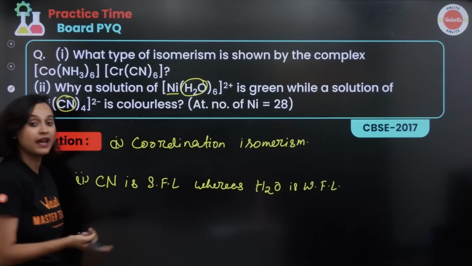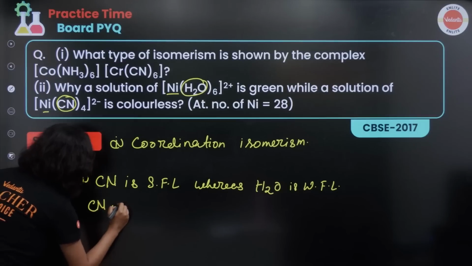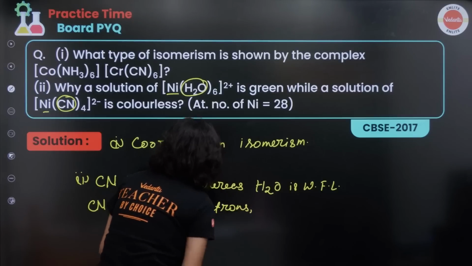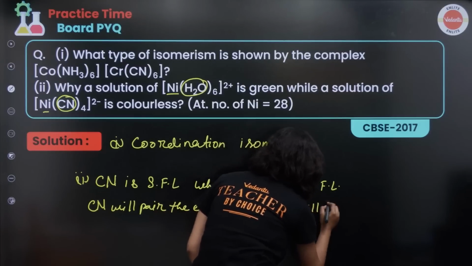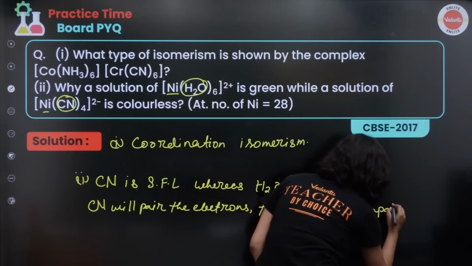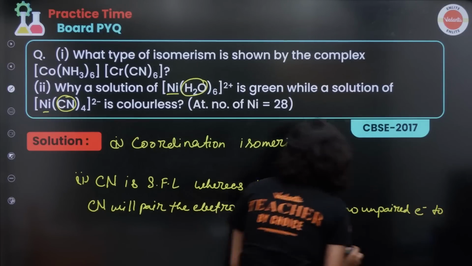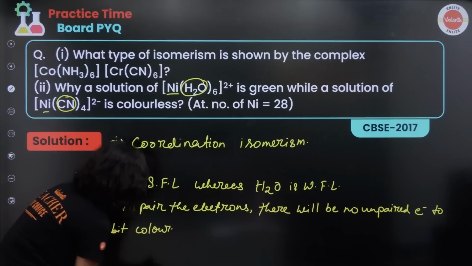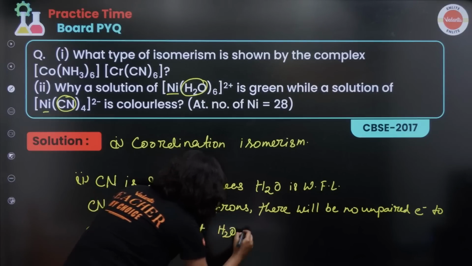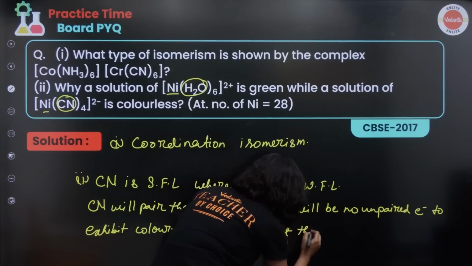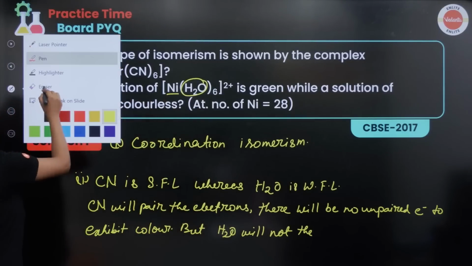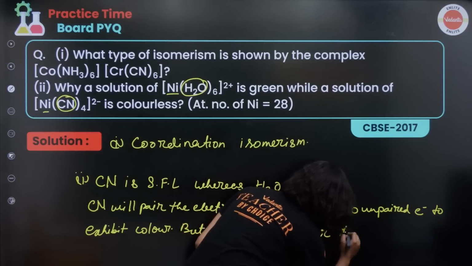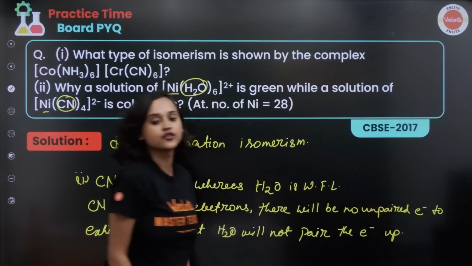So CN will pair the electrons up. There will be no unpaired electrons left, no unpaired electrons to exhibit color. But H2O will not pair the electrons up. Sorry, I wrote it wrong; it has to be will not pair the electrons up. All right, so this is your answer.